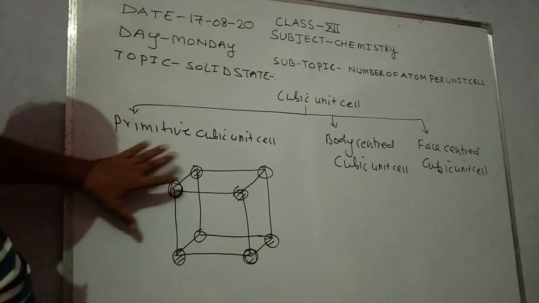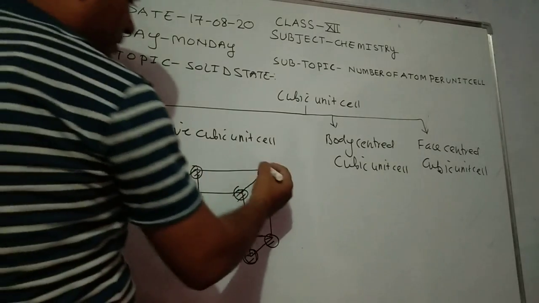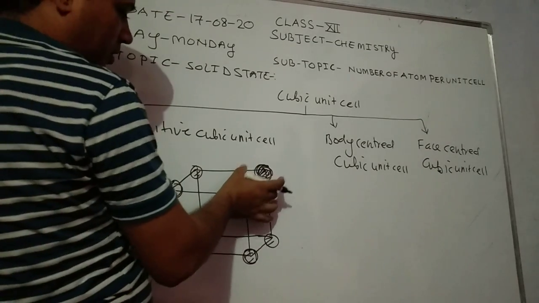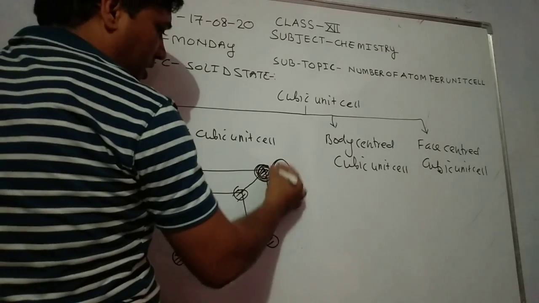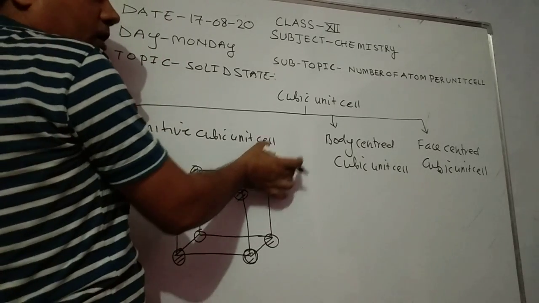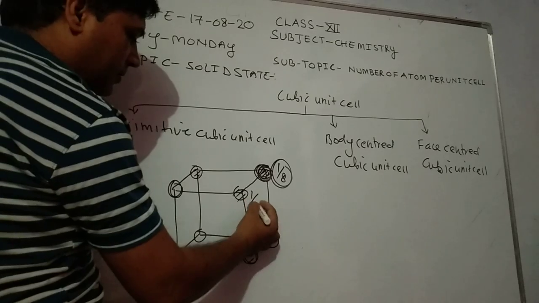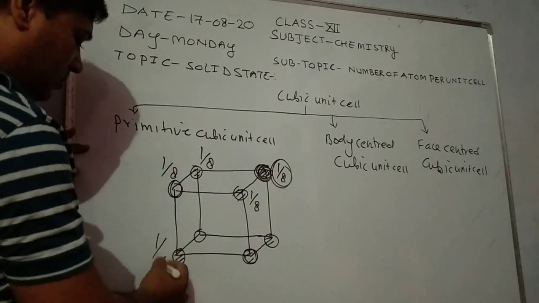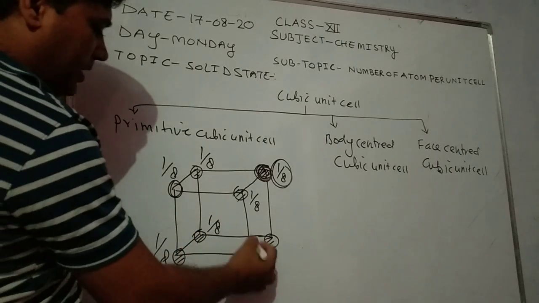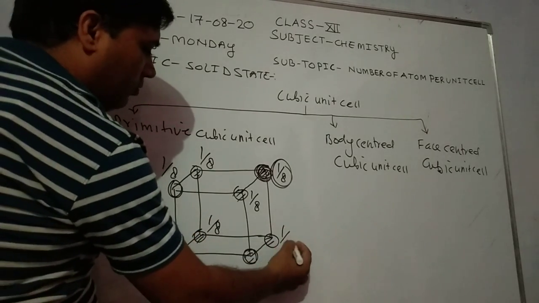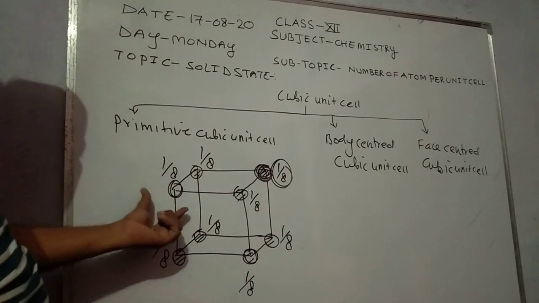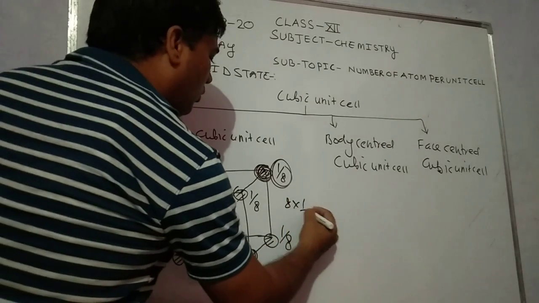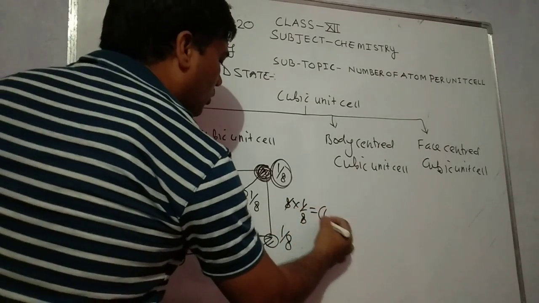How to calculate number of atom in particular unit cell? Each corner is shared with 8 unit cell. So number of atom at this particular corner is 1 by 8, and each of the 8 corners contributes 1 by 8. So total number of atom in that particular unit cell, we can add 8 times 1 by 8, or 8 into 1 by 8. That is equal to 1.